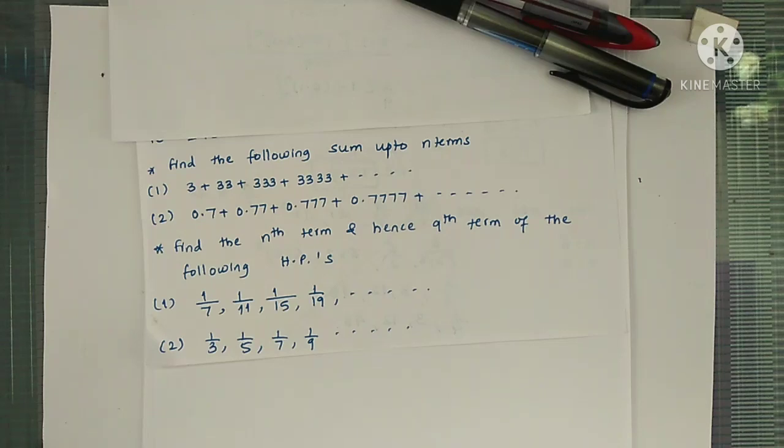Similarly, the second question. The next one is to find the nth term and hence the ninth term of the HP. First write the reciprocal, verify that it is an AP, find the nth term of the AP and using that write the nth term of the HP.